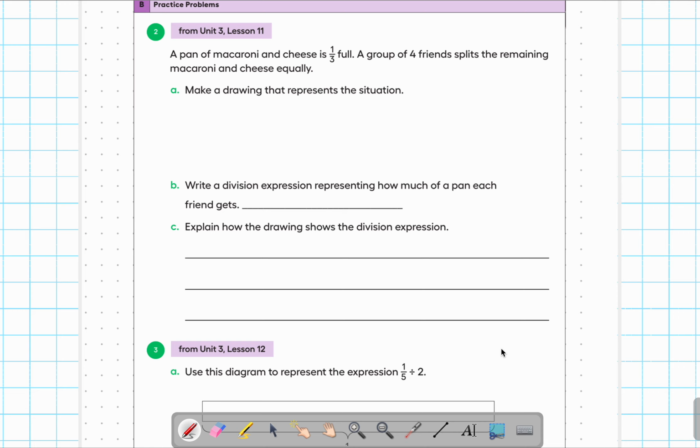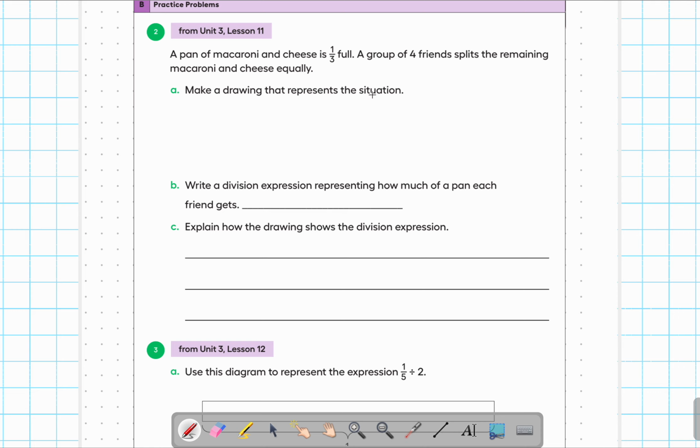Okay, so over here we have a problem. These are the practice problems. A pan of macaroni and cheese is 1/3 full. A group of 4 friends splits the remaining macaroni and cheese equally. Make a drawing that represents the situation. Okay, so let's make a drawing.